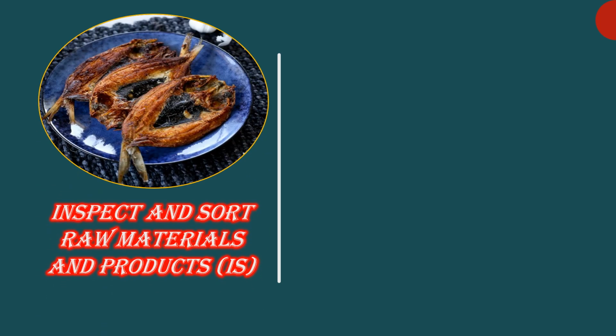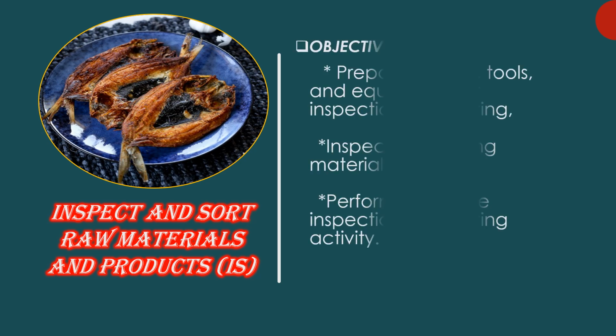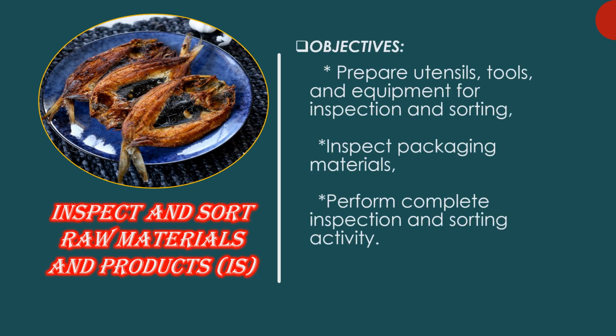Pleasant day again, everyone. Food Processing 9, Quarter 2 topic is Inspect and Sort Raw Materials and Products with the following objectives. Prepare utensils, tools, and equipment for inspection and sorting. Inspect packaging materials and perform complete inspection and sorting activity.